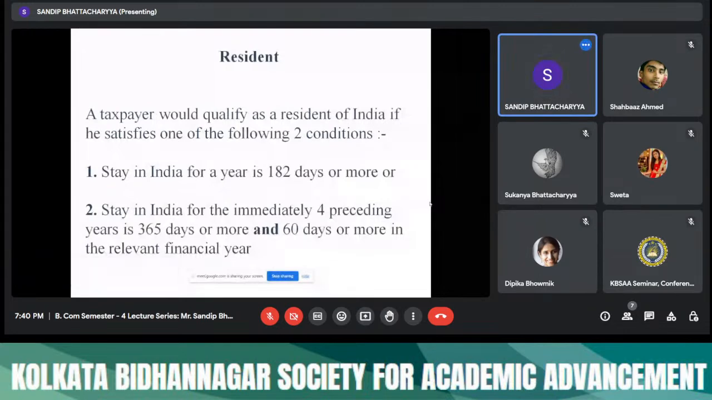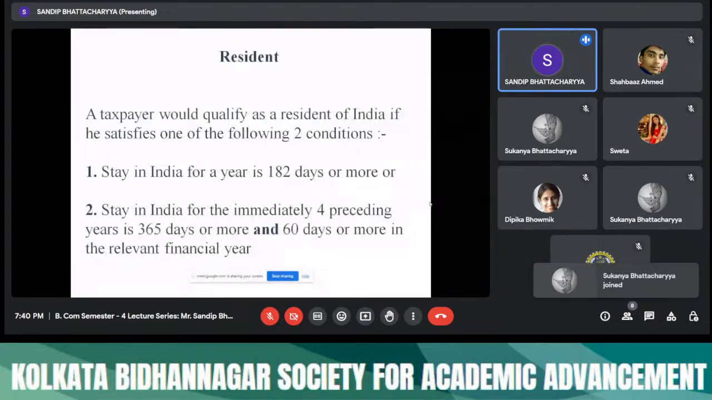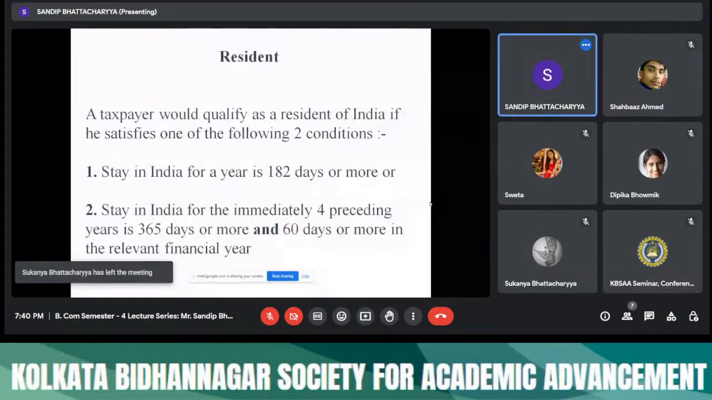So apart from the preceding one means that is apart from the 2022-23. So in the 2022-23 we should have to exclude, and then the last 4 previous years you should have to stay 365 days. So either one of the two conditions you should have to satisfy, then you will be treated as a resident of India. But ordinary or not, that will move to the additional condition, and you all know very well.